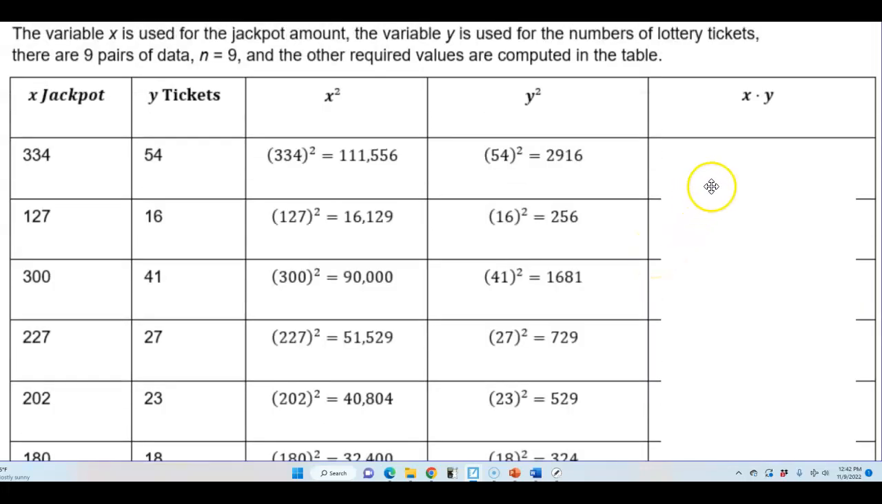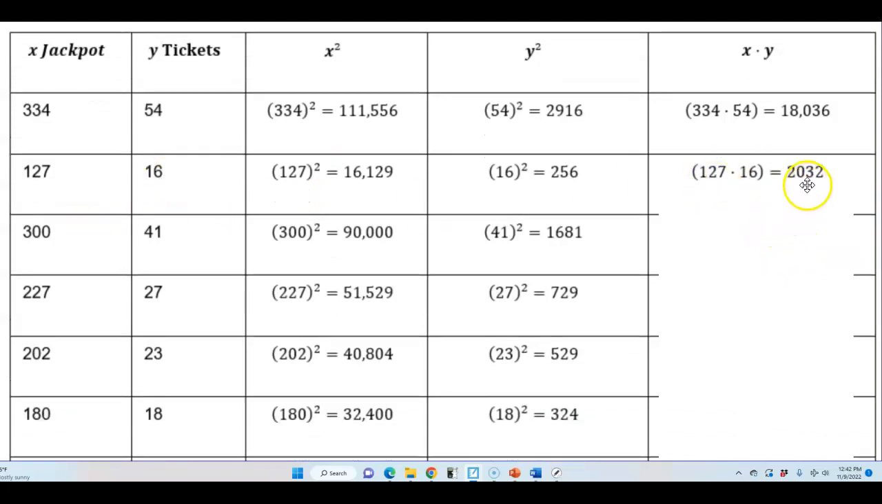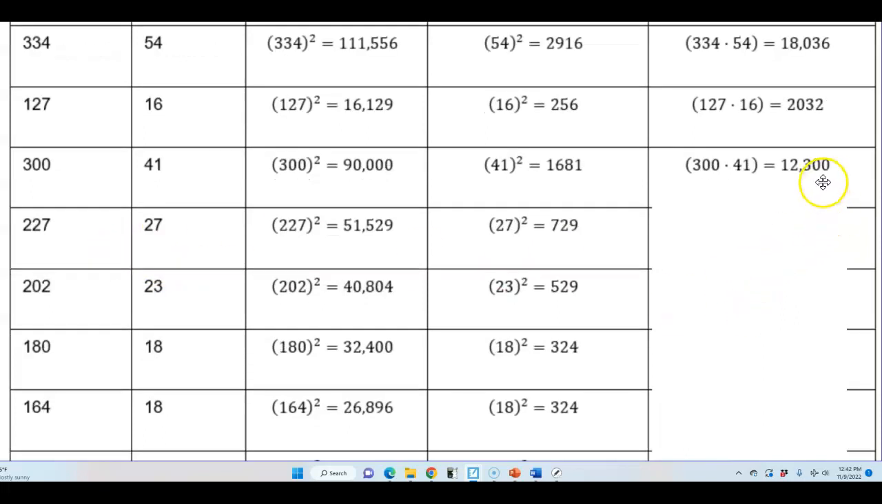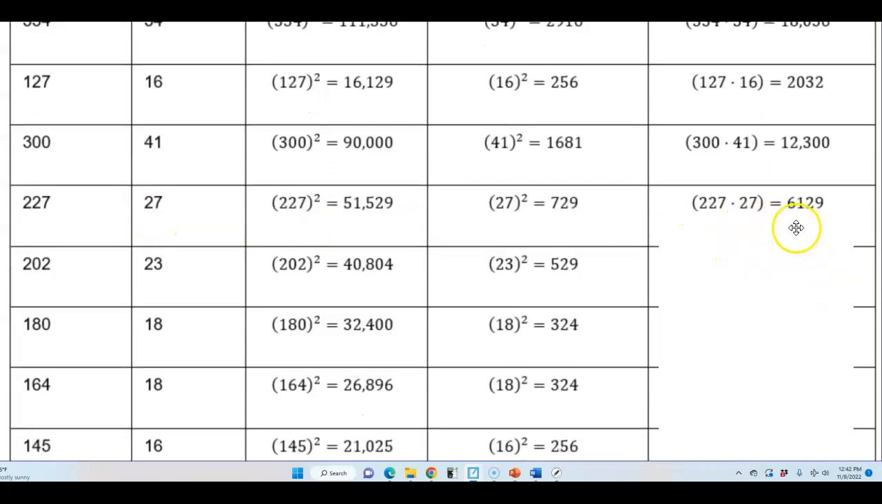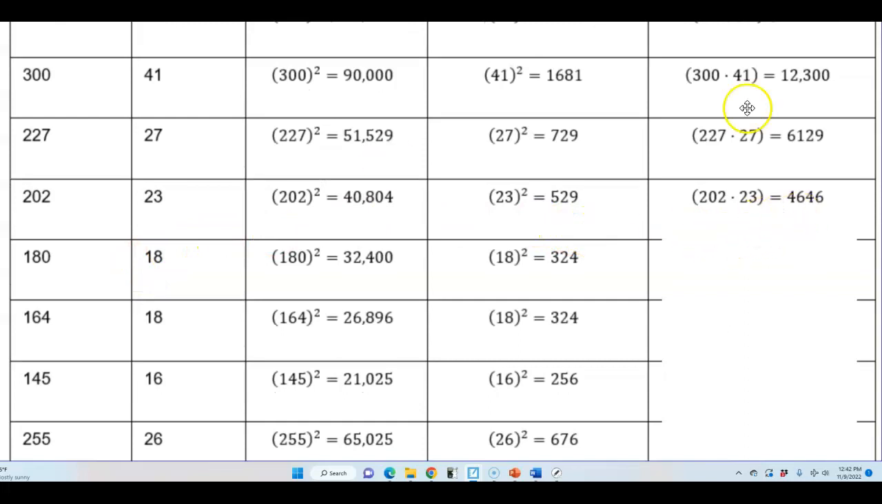Now the last column that we're going to create is where we take the value of x and multiply it by y. We take 334 and multiply it by 54, which gives us 18,036. If we take 127 and multiply it by 16, that gives us 2,032. 300 times 41 gives us 12,300. 227 times 27 gives us 6,129. 202 times 23 gives us 4,646.